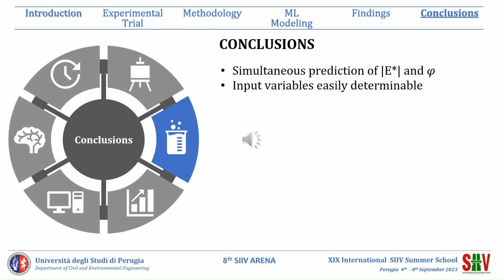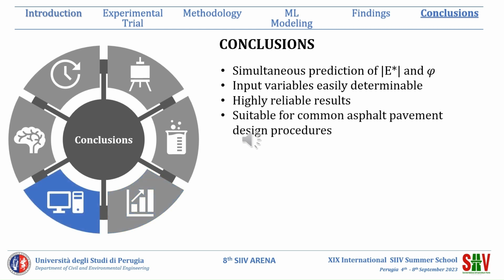The developed models are capable of simultaneously providing reliable predictions of both dynamic modulus and phase angle, especially with respect to state-of-art artificial neural network and categorical boosting models. This would reduce the need for additional expensive and time-consuming laboratory tests to determine them experimentally. In this way, performance parameters such as E star and phi could be easily estimated and then implemented within the most common asphalt pavement design procedures.